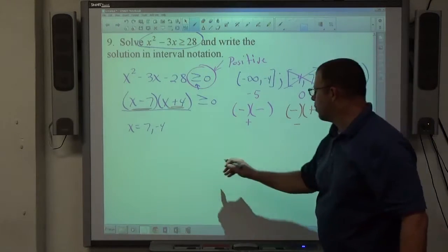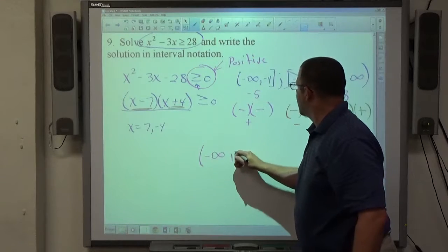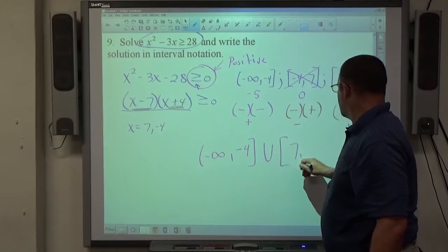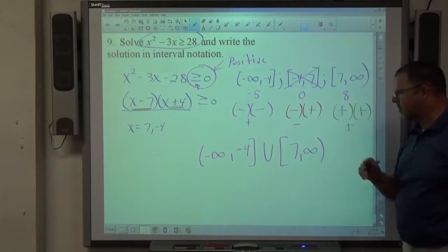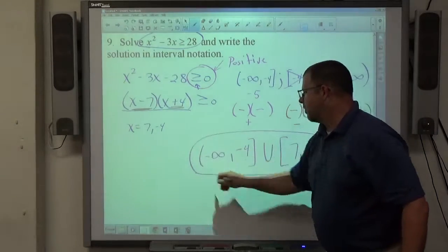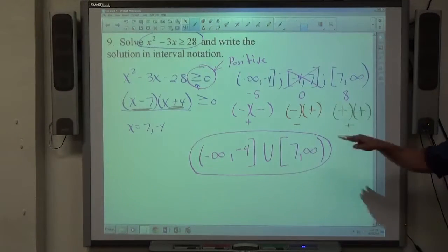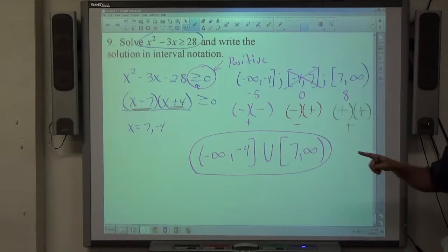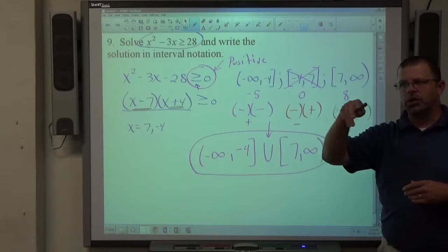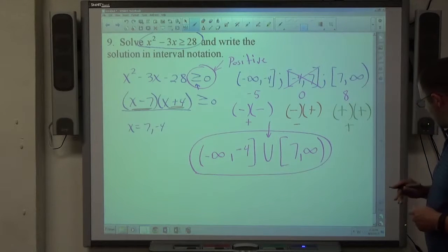And so the solution will be negative infinity to negative 4 bracket, union with 7 comma infinity. Bracket on the 7, parentheses on the infinity. It only says solve, so I'm going to stop there. If you feel like graphing it, you can, but I'm going to be looking for a solution looking like that. When you get multiple answers, make sure there's a union symbol between the two intervals that work. If it's only a single answer, just write the single answer, but with multiple answers, make sure you do interval union with another interval, like so.